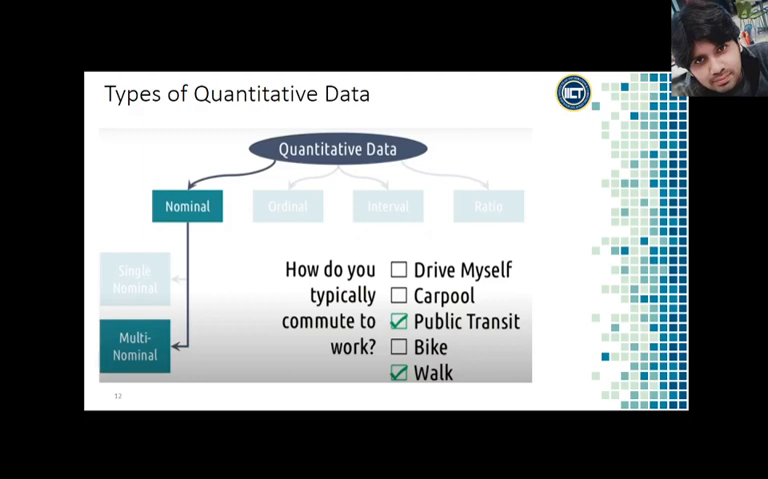If you read about quantitative data, you will see that ordinal data can also have multi-ordinal, but to be honest, I have never seen a compelling example of when that might happen. So I'm not going to show one here.